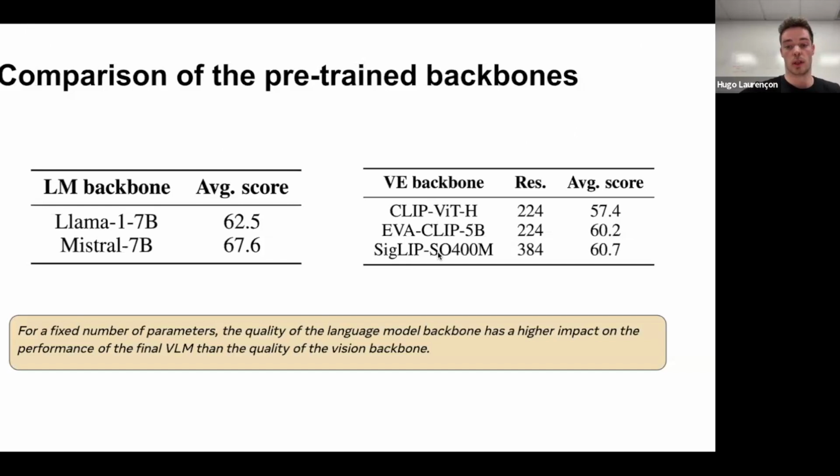So the conclusion is that the impact of these pre-trained backbones is super important. And if you don't have good enough backbones, you will have a bottleneck later in your training. And yeah, potentially the resolution of the pre-trained vision encoder can also be important.